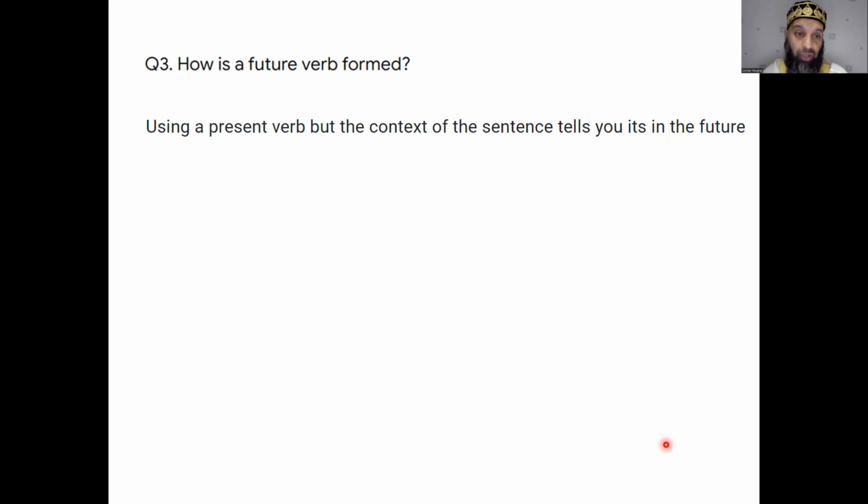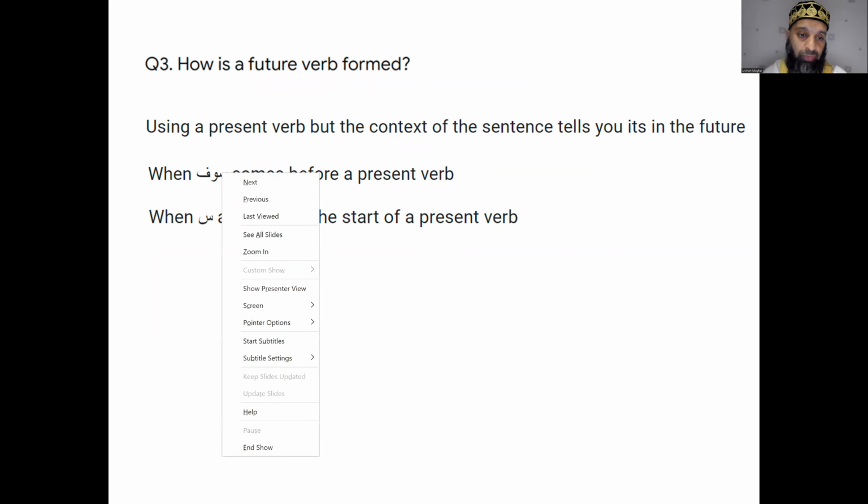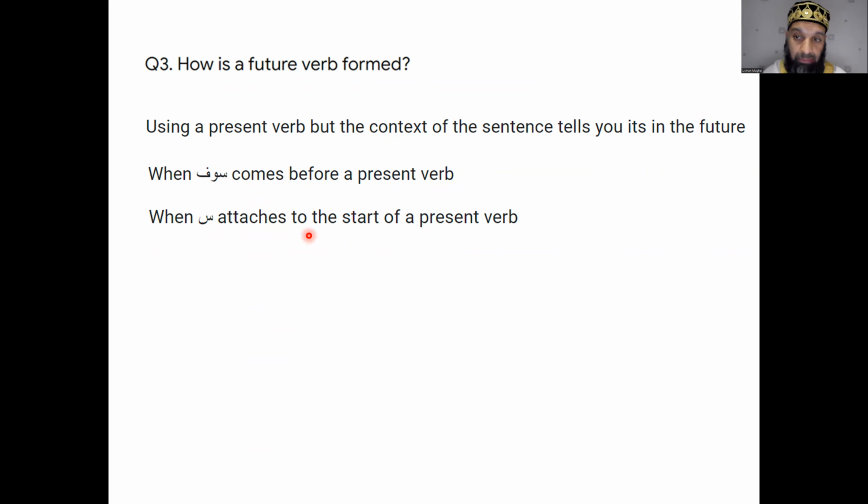How is a future verb formed? Again, this is just repeating what I've said. If you use a present tense verb in a future context sentence, it becomes a future verb. The other way is when sawfa comes before the present tense verb, it becomes future tense. And when the sa attaches onto the present verb, it makes it future tense. So yaj'alu means he makes. Sayaj'alu means he will make.